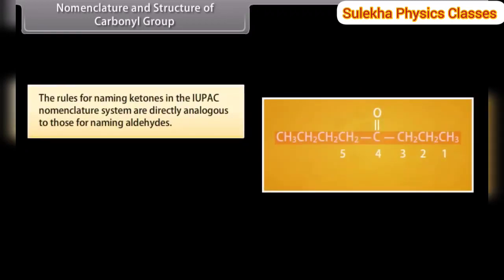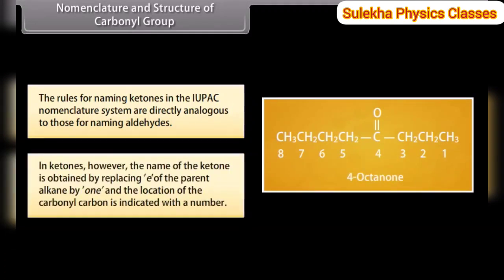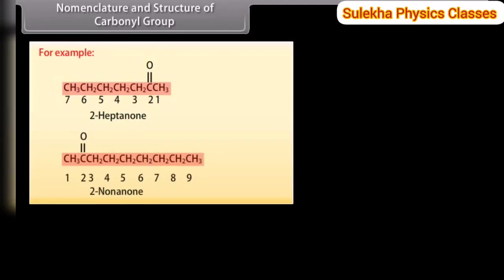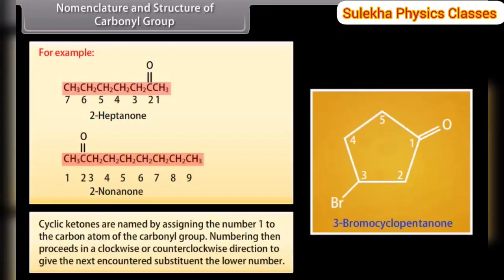The rules for naming ketones in the IUPAC nomenclature system are directly analogous to those for naming aldehydes. In ketones, however, the name of the ketone is obtained by replacing E of the parent alkane by O-N-E, and the location of the carbonyl carbon is indicated with a number. For example, 2-heptanone, 2-nonanone. Cyclic ketones are named by assigning the number 1 to the carbon atom of the carbonyl group. Numbering then proceeds in a clockwise or counterclockwise direction to give the next encountered substituent the lower number.